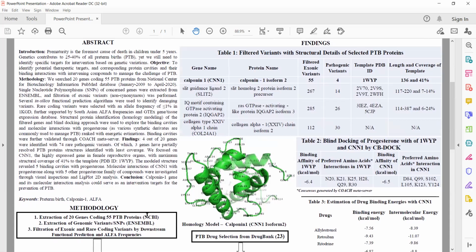And then this is the structural coverage data of all these 4 genes. Number 1 gene is the calpain 1, although we have 3 other genes. For example, we have sleep guidance ligand 2, and then we have IQ motif containing 2, and then we have collagen type as well.